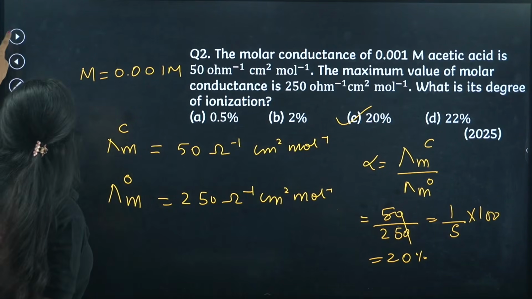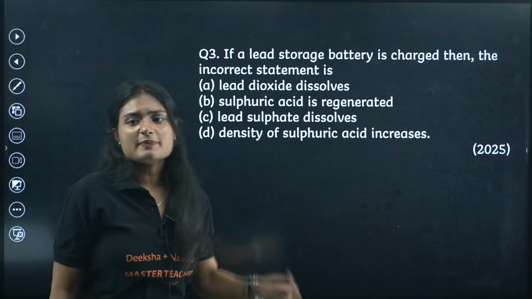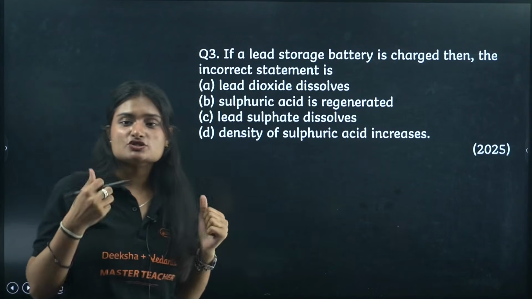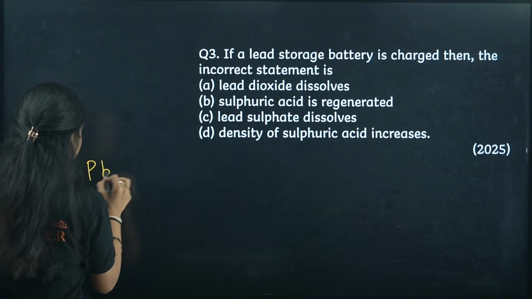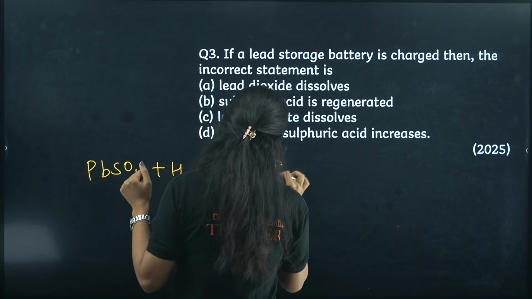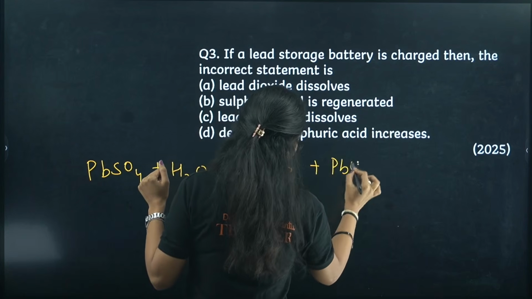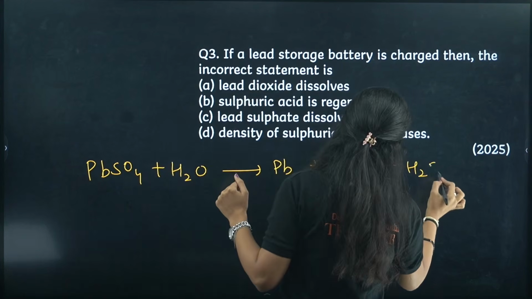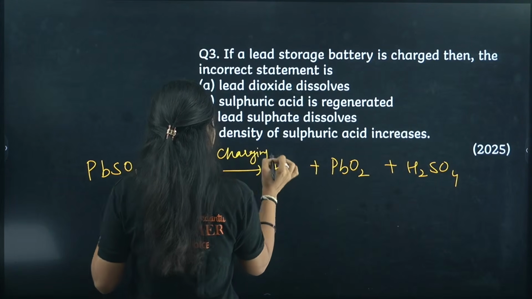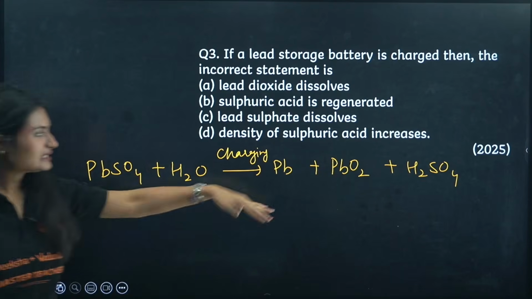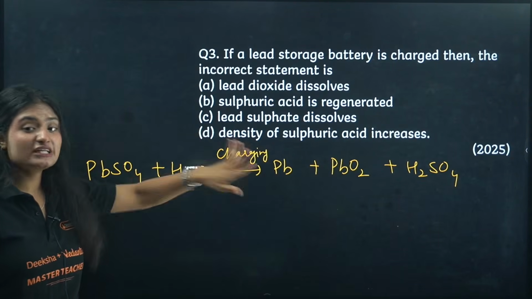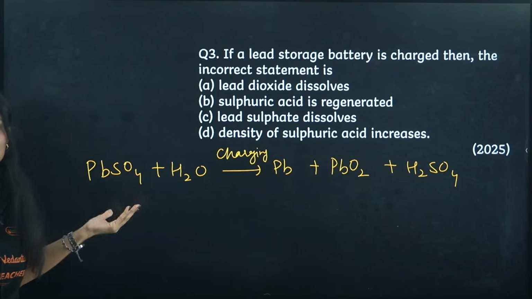Okay, let's move on to the next question. If a lead storage battery is charged, then what is the incorrect statement? Firstly, during the charging of a lead storage battery, what is the reaction? Lead sulfate combines with water, and we get lead oxide and sulfuric acid as the product. This is the equation that happens while charging, and the opposite equation happens during discharging.